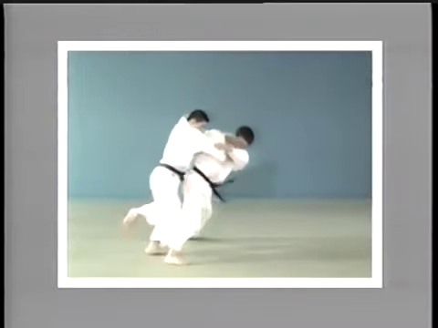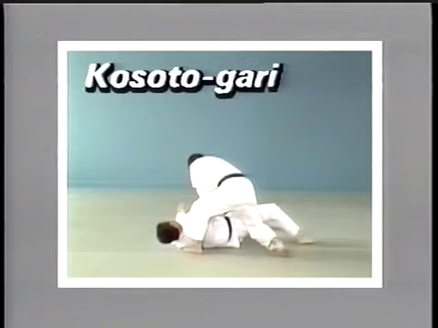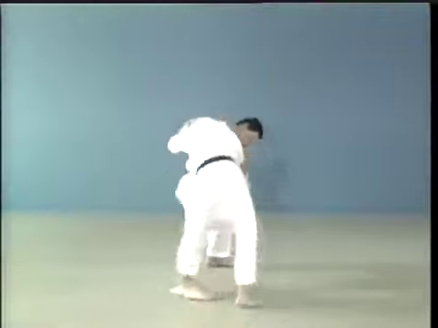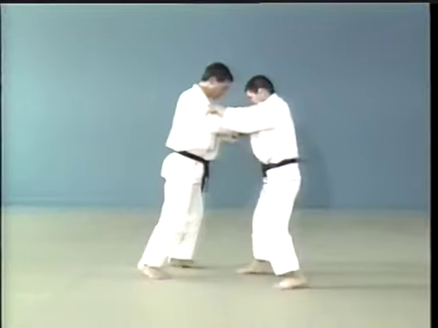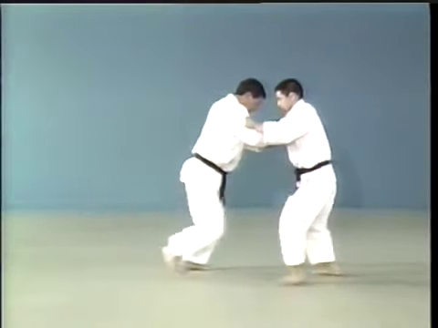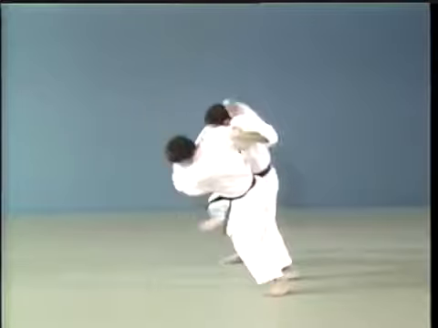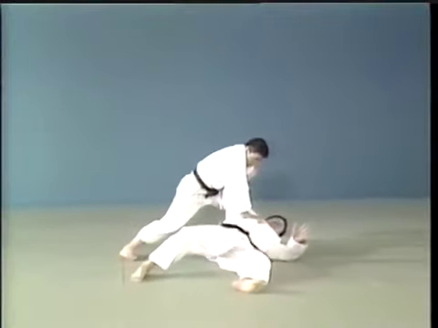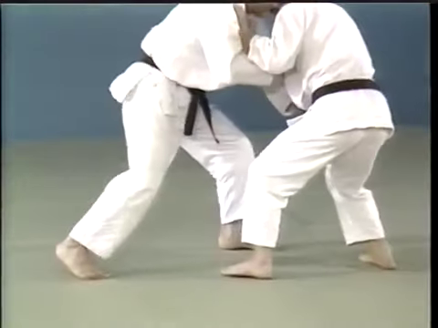Kosoto Gari. Changing your opponent's Taiotoshi into Kosoto Gari. Dodging your opponent's Taiotoshi, make him off balance, standing on both his heels, then cut him down in the direction of his toes using the back of your feet.